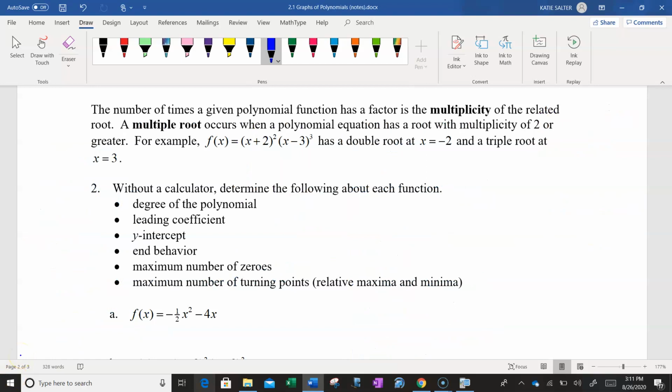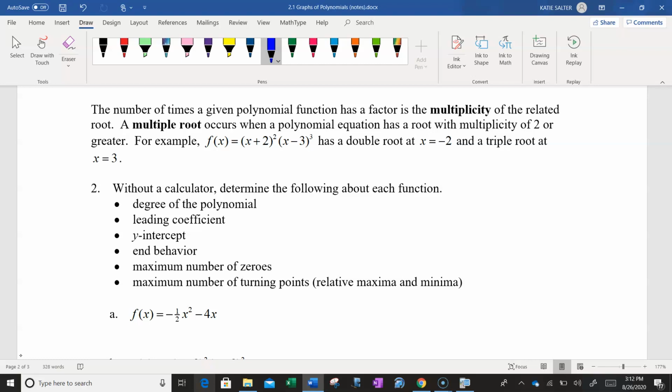The number of times a given polynomial function has a factor is the multiplicity of the related root. A multiple root occurs when a polynomial equation has a root with a multiplicity of 2 or greater. For example, f of x equals (x plus 2) squared times (x minus 3) cubed has a double root at negative 2 and a triple root at 3. If you were to write this out in completely factored form, you would see x plus 2 is a factor twice, so you have that zero of negative 2, and x minus 3 is a factor 3 times, so you have that zero of 3.